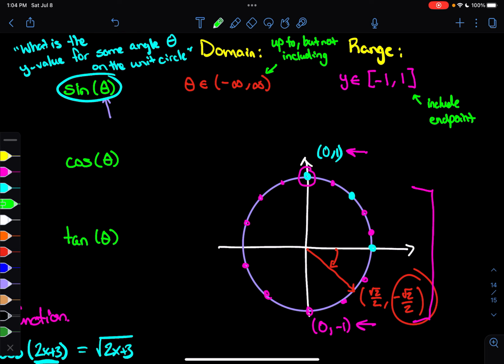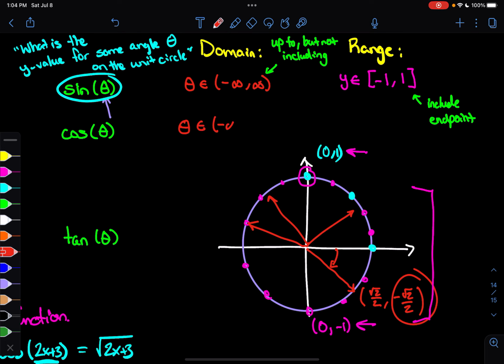That wasn't too bad. How about for cosine? Right? How about for cosine? What would the domain be? Well, the domain is the same as sine. We can pick any angle that we want, and at any of these angles, I can tell you what the x value is going to be. That's cosine. So the domain for cosine is going to be anything that we want, any angle that we want.